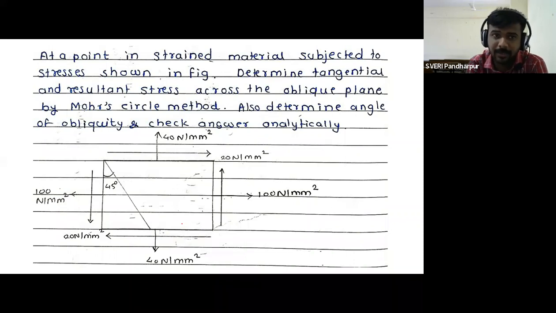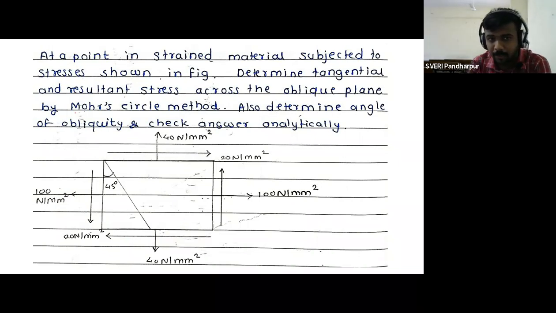A strained material subjected to the stresses shown in the figure. Determine tangential and resultant stress. Tangential means sigma t, resultant means sigma r, across the oblique plane by the Mohr circle. It means we have to solve this problem using the graphical method. So these words are very important. Either they give the word graphical, or sometimes they use the words like Mohr's circle method.